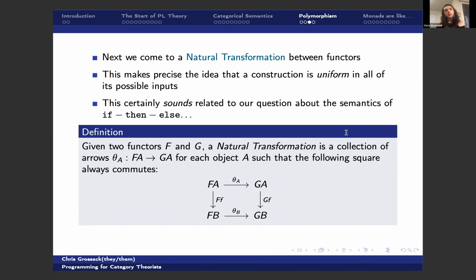So now we get to the definition. Given two functors F and G, a natural transformation from F to G is a collection of arrows theta sub A, which takes F of A to G of A, so that this diagram commutes for any way you instantiate the diagram, for any arrow f, for any objects A and B. So the idea is that if I perform my construction and then I modify whatever's inside of it by f, that's the same thing as modifying first and then performing my construction. So again, I think this is best done with an example.